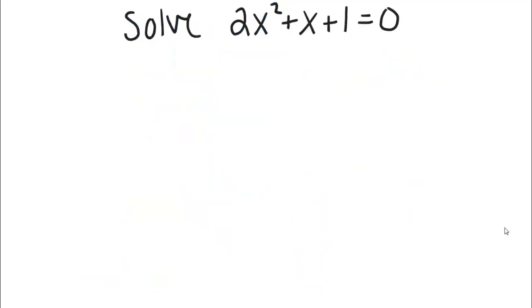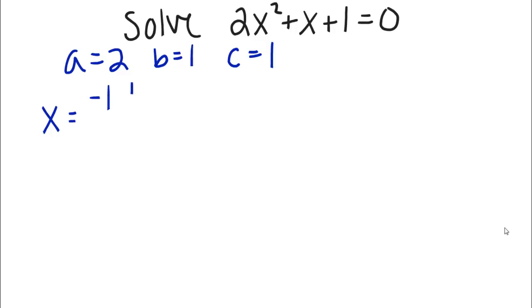This is our last example that we're going to look at on these notes. Notice we don't have to manipulate it. We already have ax squared plus bx plus c equals 0. A is 2, b is 1, c is 1. Let's plug in. X equals negative b plus or minus the square root of b squared. 1 squared is just 1, so I'm just going to do that part in my head. Minus 4ac all over 2a.